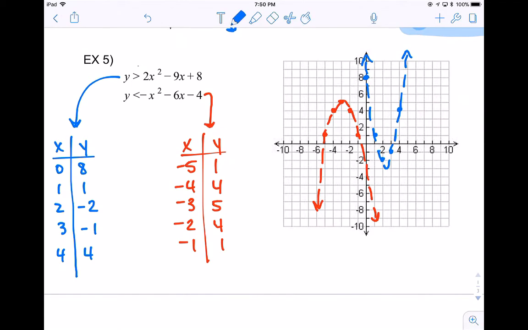So for the first parabola, which is in blue, we have a greater than symbol. And with greater than, we know we want to shade up the y-axis, which is going to be inside our parabola because our parabola is opening up. So we'll shade everywhere inside that y-axis, or inside the parabola.